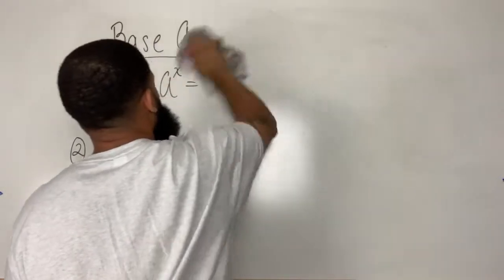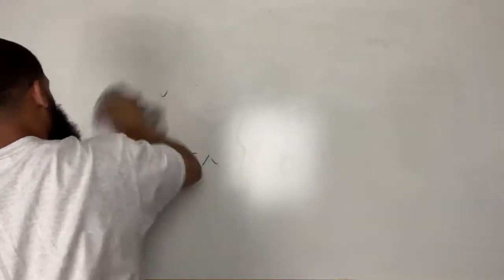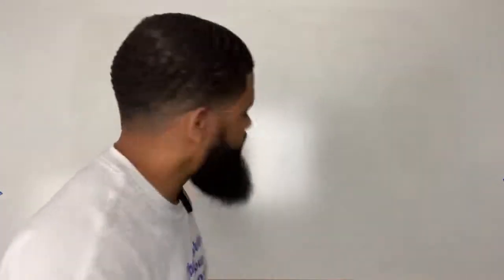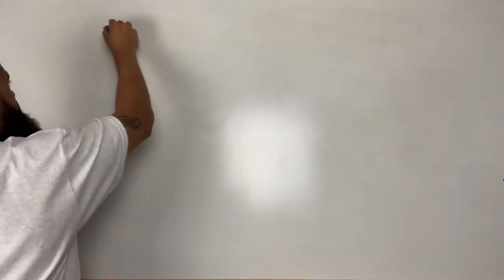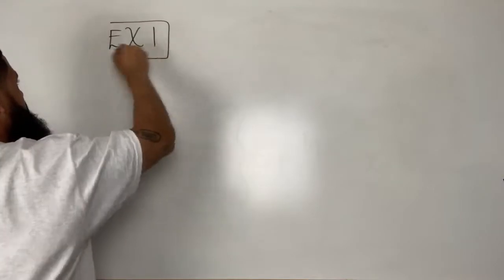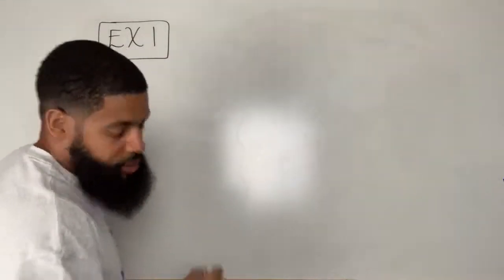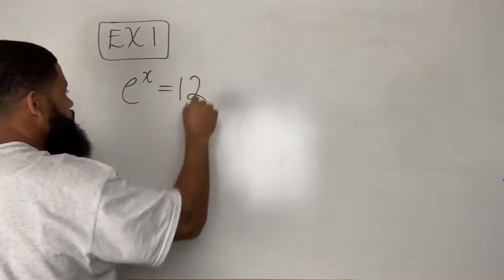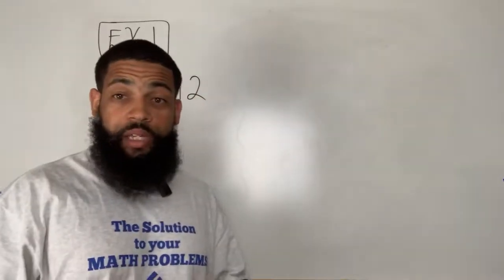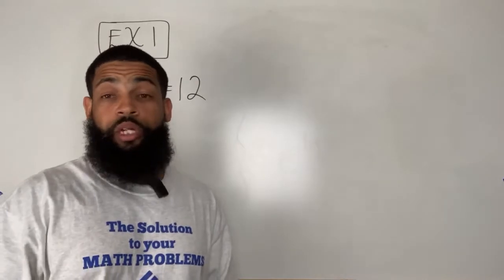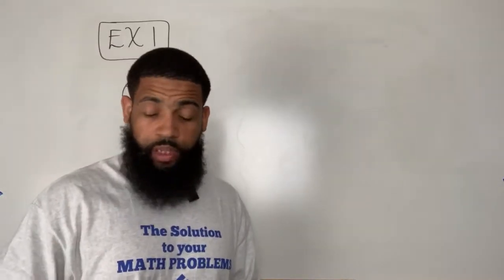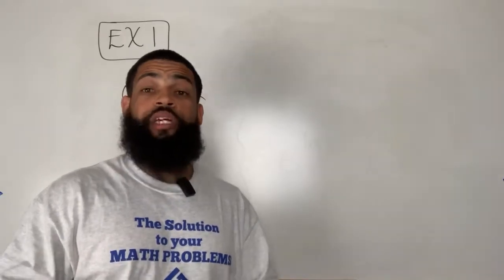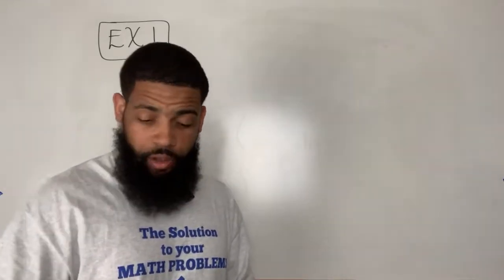In this video, the examples are going to be basic. So let's say I have example 1. In example 1, I have e to the x power equals 12. Now remember, e represents a mathematical value that you'll have in your calculator, okay? Whether it's a graphing calculator or a scientific calculator, that value is already in your calculator.